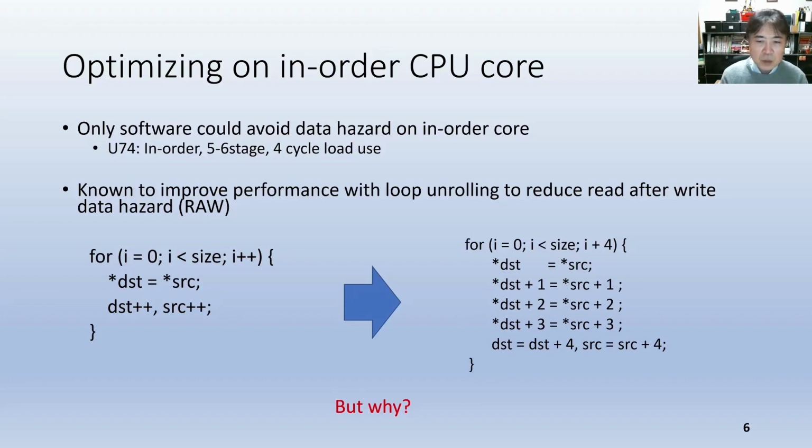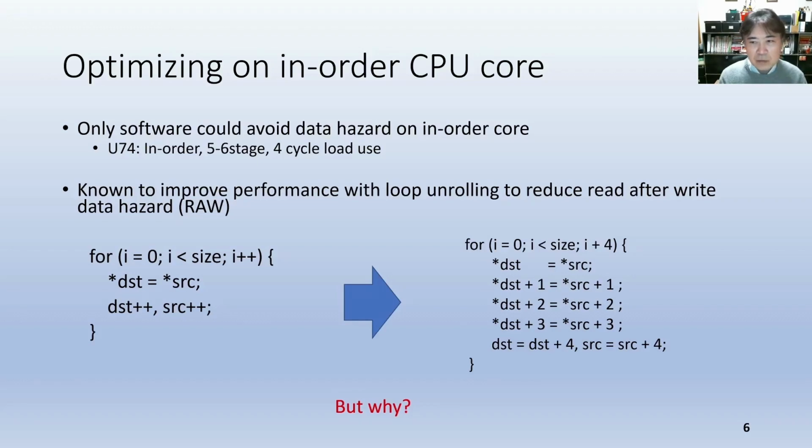Most of the time, the compiler is meant to be responsible for optimizing, but in the copy function, the compiler does not have much option to optimize it. So manual handwriting makes the program friendly for the in-order CPU core.